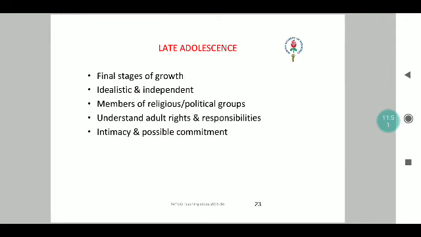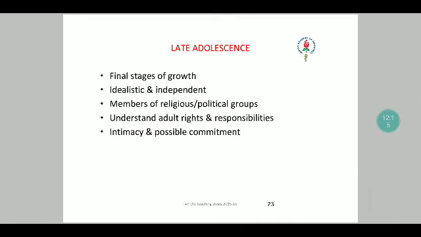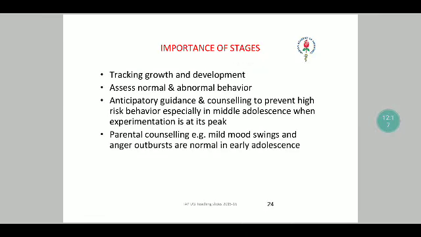Now, coming to late adolescence, it's the final stage of growth, by which time they do tend to become idealistic and independent, and they also tend to form affiliations towards certain religious, political, or other social groups. They understand their rights as adults and responsibilities of adults as well. It's during this time that they tend to get involved with sexual intimacy and possible commitments towards their lives.